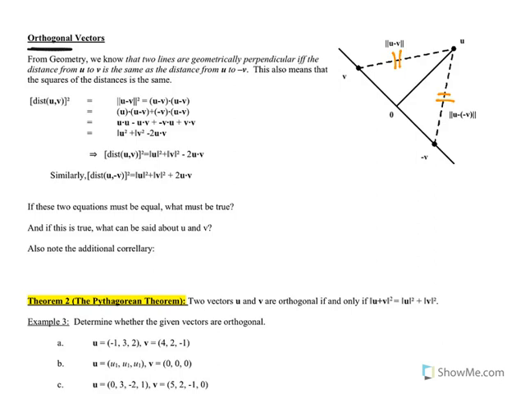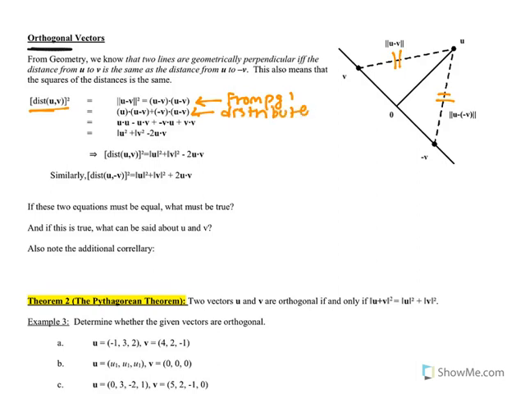So if I'm trying to find the distance in between u and v, and then I square it, starting here, that's the magnitude of u minus v, squared. Now, from the first page, the definition of that was just u minus v dotted with itself. So this is from page 1 of the notes. Now, I distribute, because the dot product is distributive.